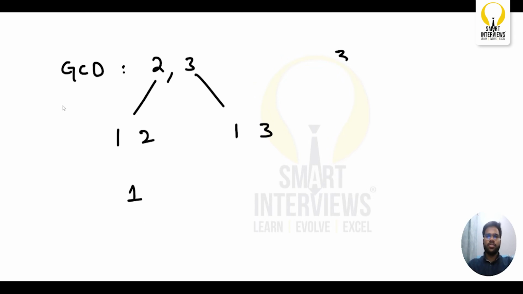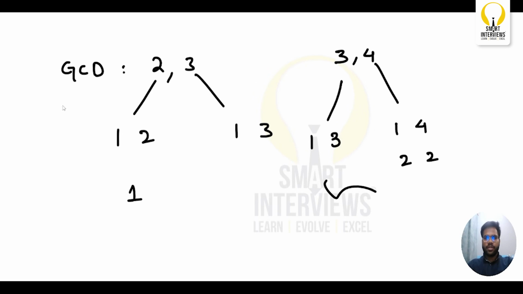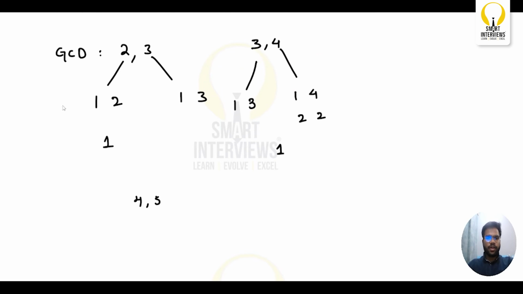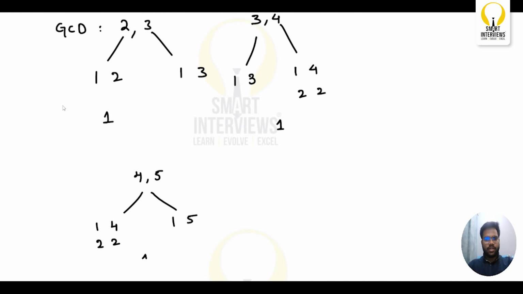Now next, coming to 3 and 4. What is the GCD of 3 and 4? The divisors here are 1 and 3, and here are 1, 2, 4. What is the GCD from here? 1 again. If you take the next example, which is 4 and 5, what is the GCD of this? This is 1, 2, 4, and similarly 1 and 5. Again, the GCD is 1.